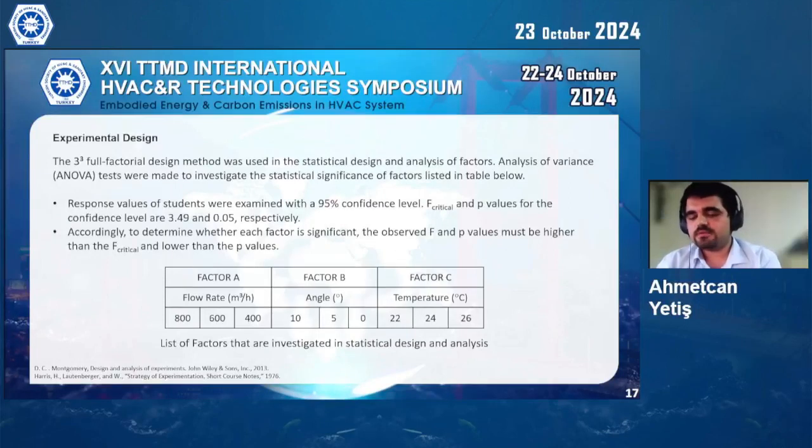With the obtained PMV values, the full factorial design method was used in the analysis of the investigated factors, as can be seen in the figure below. Analysis of variance tests were made to investigate the statistical significance of each factor listed here. PMV response values are calculated according to 3 different flow rates, angles, and temperatures. Response values of the students were then examined with a 95% confidence level.